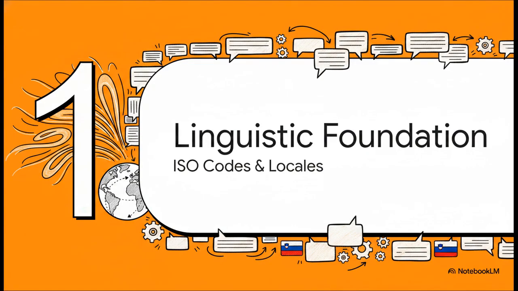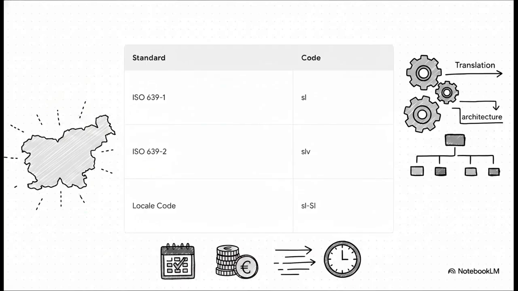Section 1. Linguistic foundation. We have to nail down these parameters before we even think about touching the accounting engine. To get the underlying translation architecture working flawlessly, you need to hard-code a few very specific parameters. The Slovenian language, or Slovenština, uses the two-letter ISO 639-1 code SL, the three-letter ISO 639-2 code SLV, and the absolutely crucial locale code SL-SI. Nailing this right from the start ensures that everything, from the way dates are formatted to currency symbols, integrates perfectly for users no matter what operating system they're running.